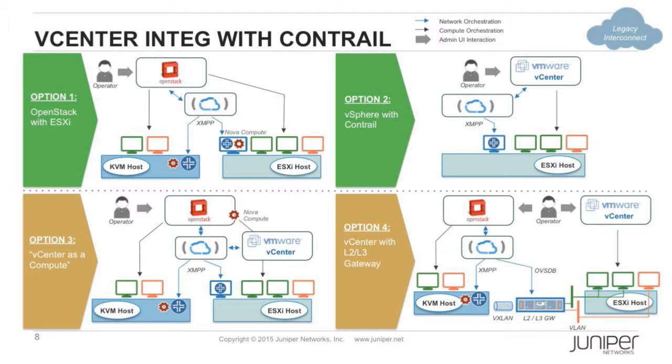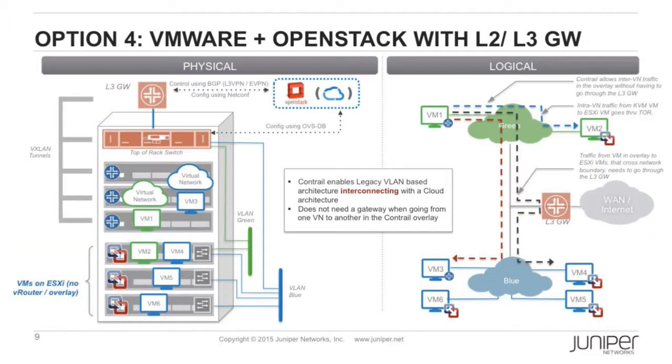Option 4 does not need the vRouter to be present inside a virtual machine on the host, and we use the top-of-rack switches to do the translation between the IPVPN VXLAN tunnels and, on the other side, corresponding VLANs that map into the ESXi virtual machines. This is what option 4 could look like.